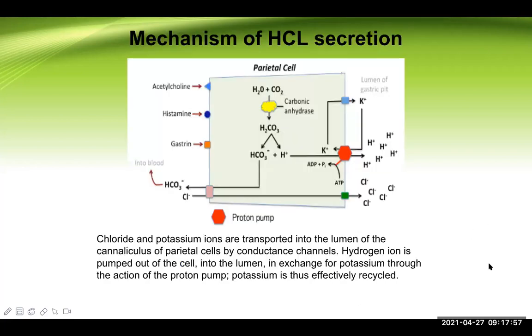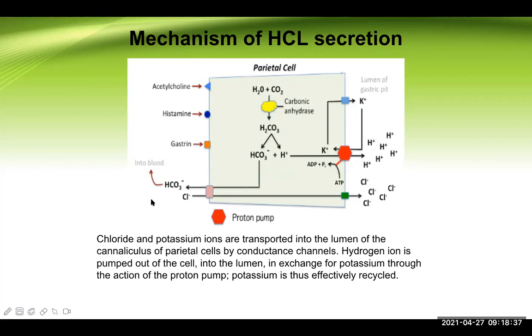If you want to know this in a bit more detail, it is nicely explained here, so please pay attention. This is a parietal cell. Here is the acetylcholine receptor, here is a histamine receptor, and here is a gastrin receptor. These are the three main stimulations for the secretion of acid. Now, water will combine with carbon dioxide in the presence of carbonic anhydrase enzyme, and it is converted into H2CO3. This is called carbonic acid.